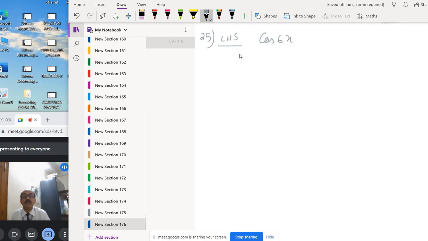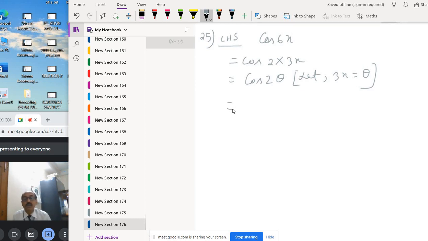Okay, so we can write 6x as 2 into 3x, cos 2 into 3x. Take 3x equal to theta, so cos 2 theta. Let 3x equal to theta. Now use the cos 2 theta formula.